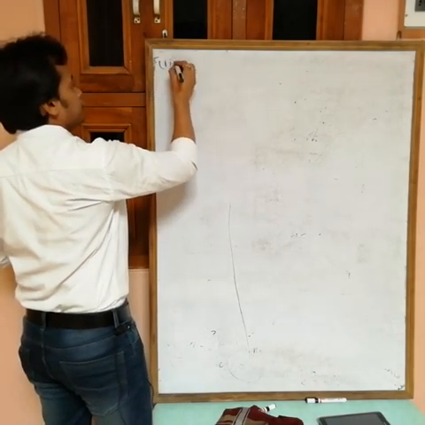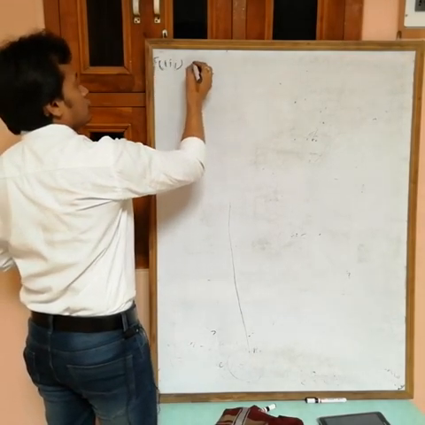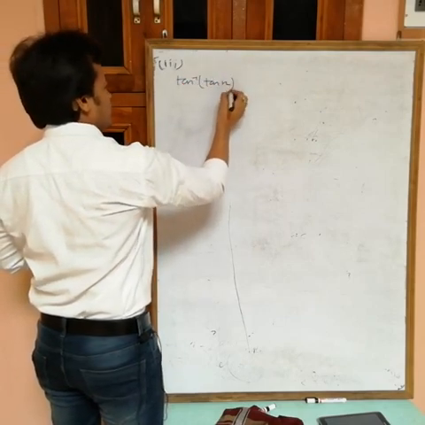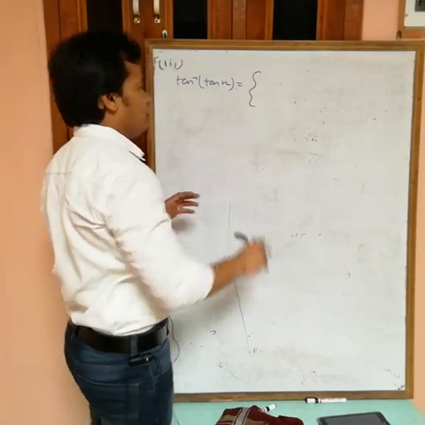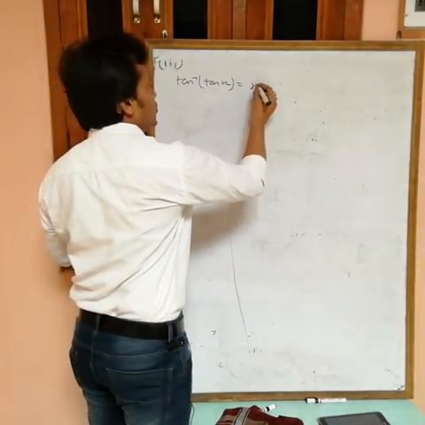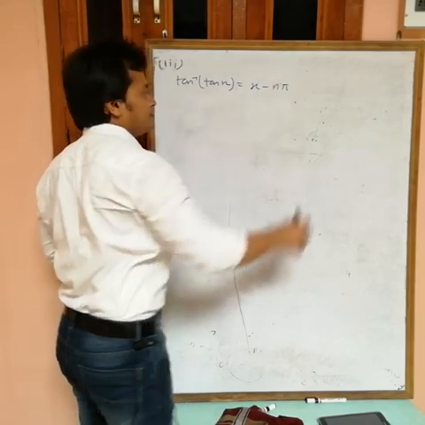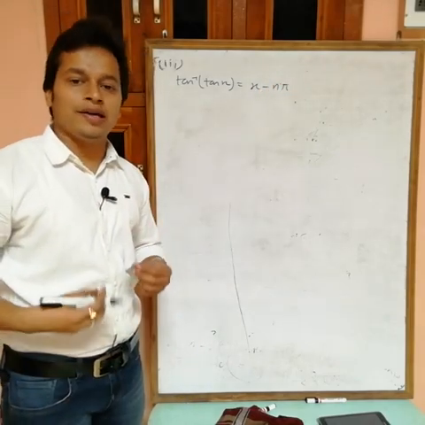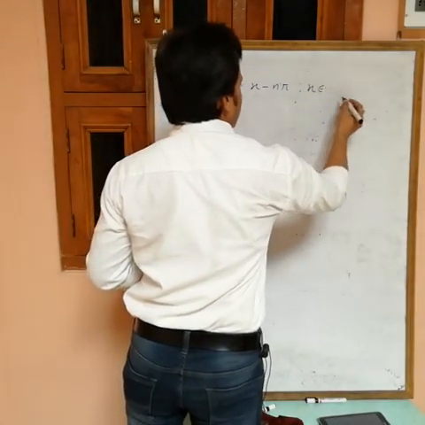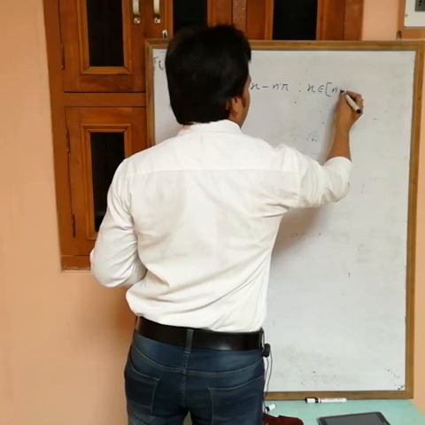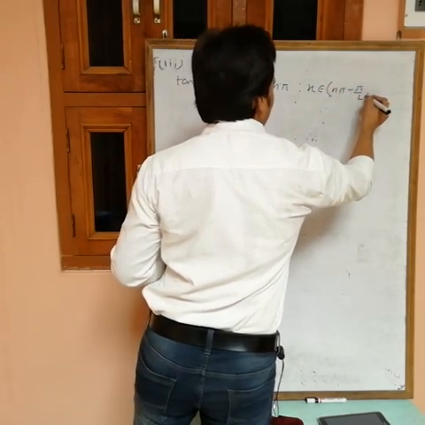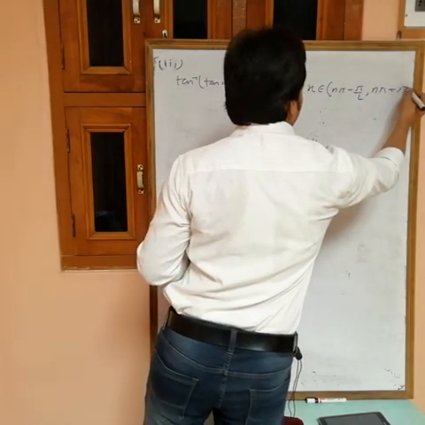Now third one. Tan inverse of tan x. Now this one is simple. For this one we didn't have two values. For this one we have only one value. This is always equal to x minus n pi, when x belongs to the open interval n pi minus pi by 2 to n pi plus pi by 2.